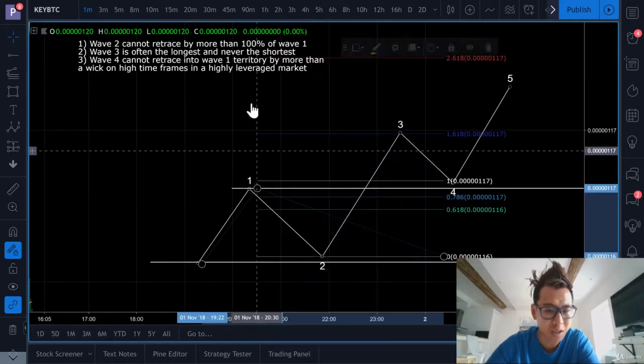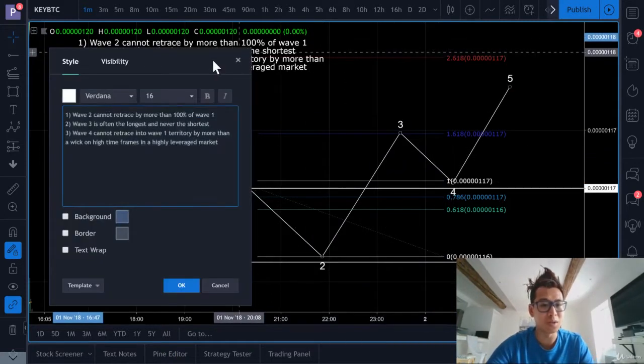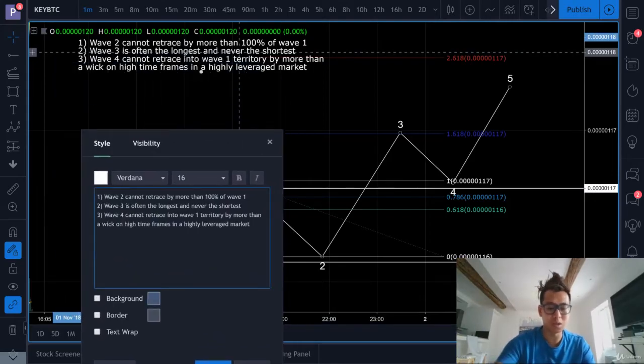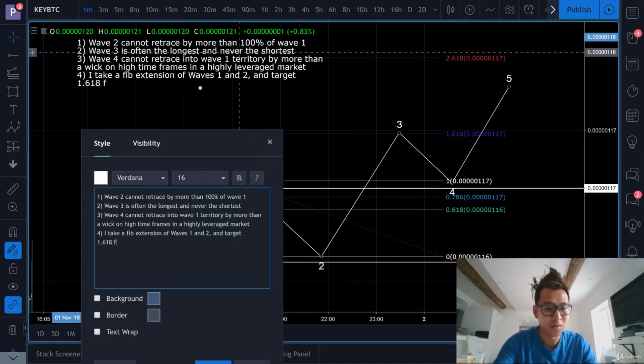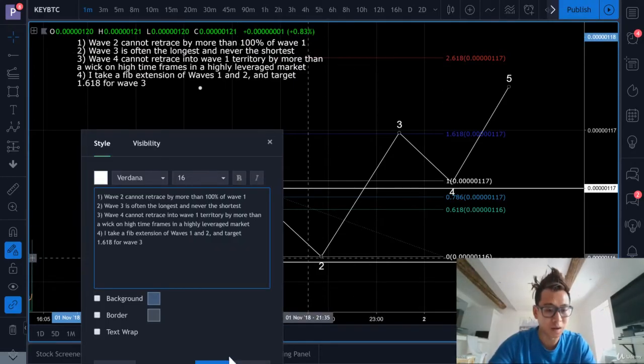So let me say this again, okay? I'm gonna write this down for you guys to see. Just some general rules that I keep in mind always, okay? I take a fib extension of waves 1 and 2 and target 1.618 for wave 3. Okay, that's what I do.